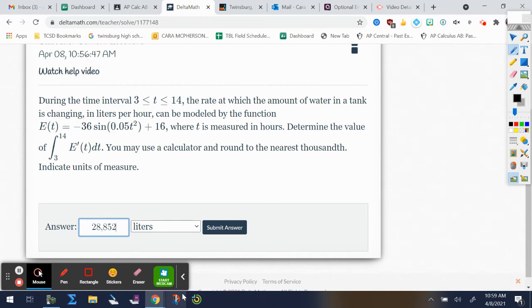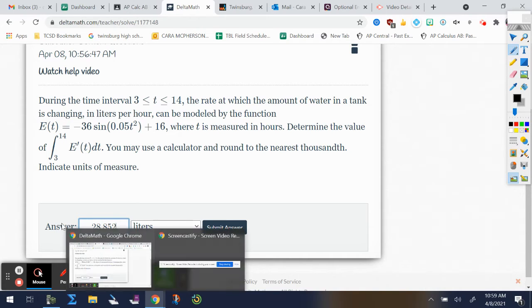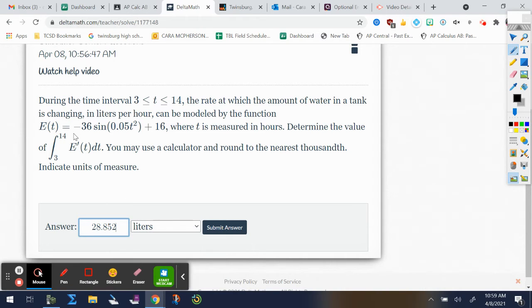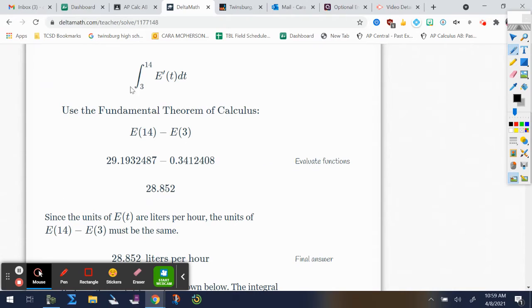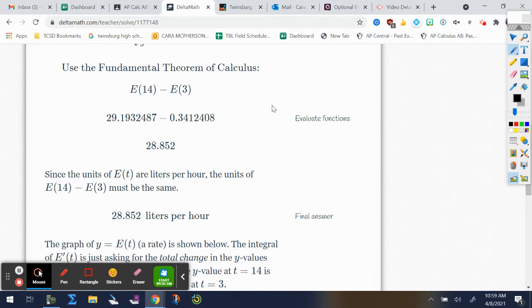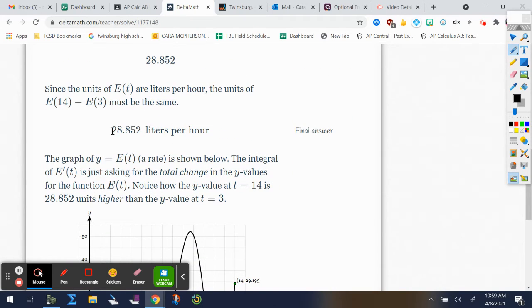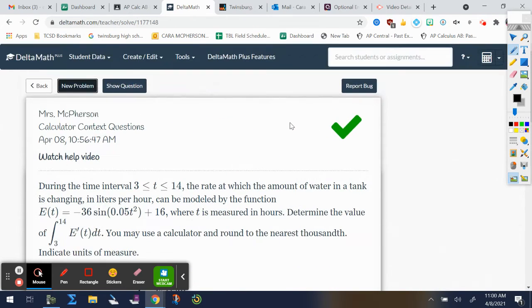And now your units. So I put a comma and not a point. 852. So your units are going to be the units of E, because it was E of 14 minus E of 3. E is in terms of liters per hour. So we are going to stick with liters per hour and get your answer. I think, yep, they actually explain it the exact same way. So you can look up at some of their examples. These are the values that I got from my calculator, and they also talk about the unit.